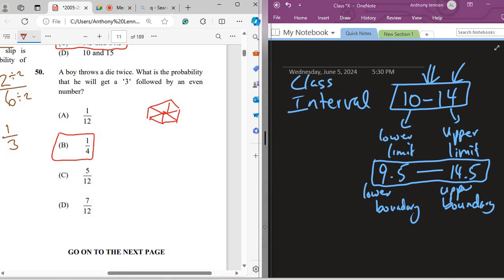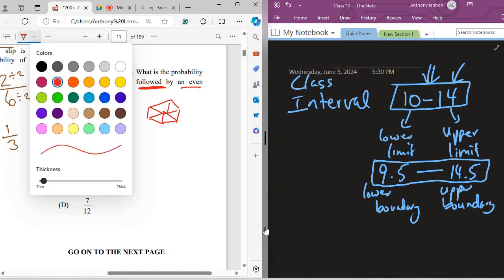So you're saying that they're okay, so let's look at it. So let's take it step by step. Do you know what it says? What is the probability that he will get a 3 followed by an even number? So he threw the die once. Right? So we have 2 events occurring.